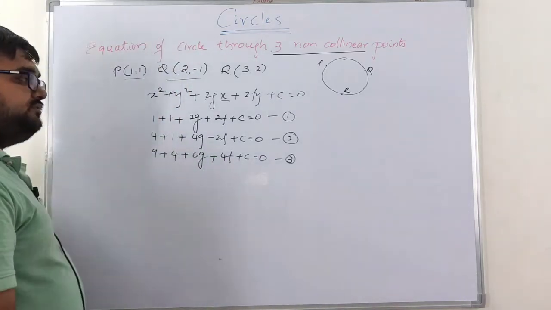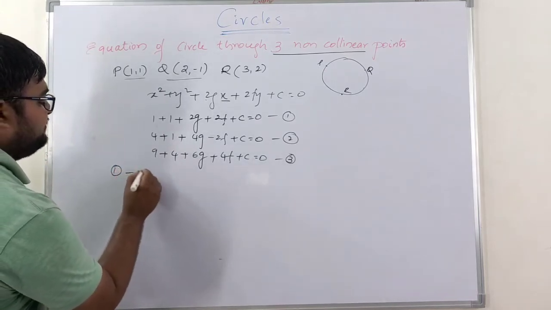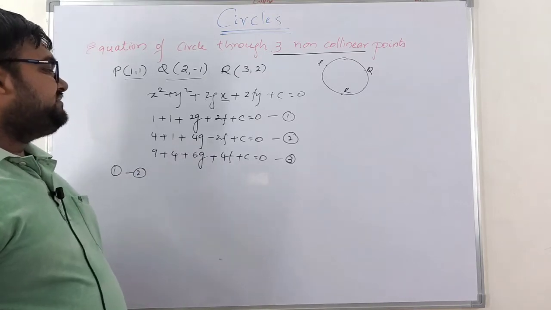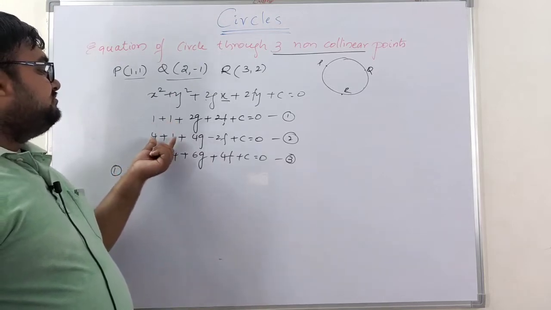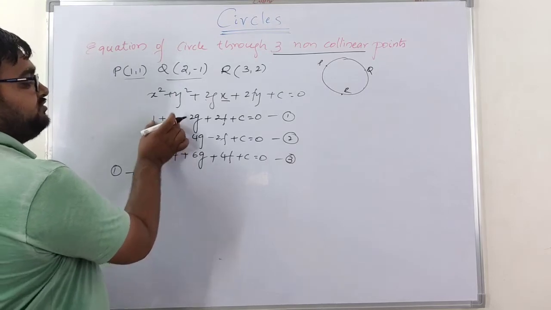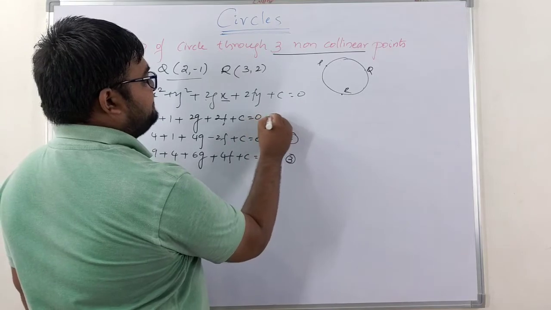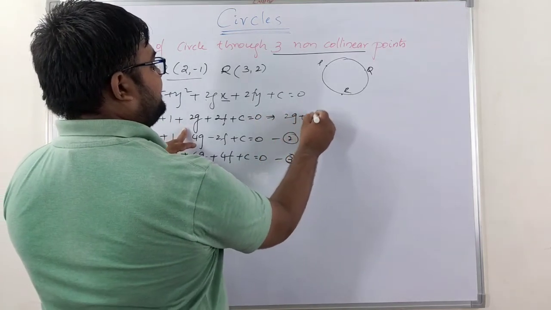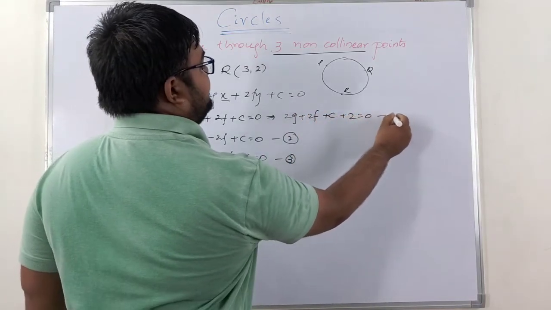Now what I am going to do is subtract 1 and 2. So 1 minus 2, or 2 minus 1, whatever it is. What am I going to get? 1 plus 1 is 2. 4 plus 1 is 5. So 2 minus 5. If I write this equation in order, I get 2g plus 2f plus c plus 2 is equal to 0.